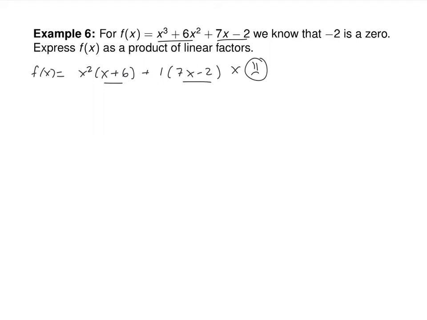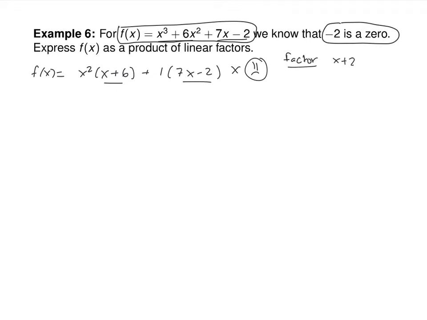So now, the other information that I would give you in this case, if grouping did not work, is I would tell you one of the zeros. And so we know that if negative 2 is a 0, what number is a factor?